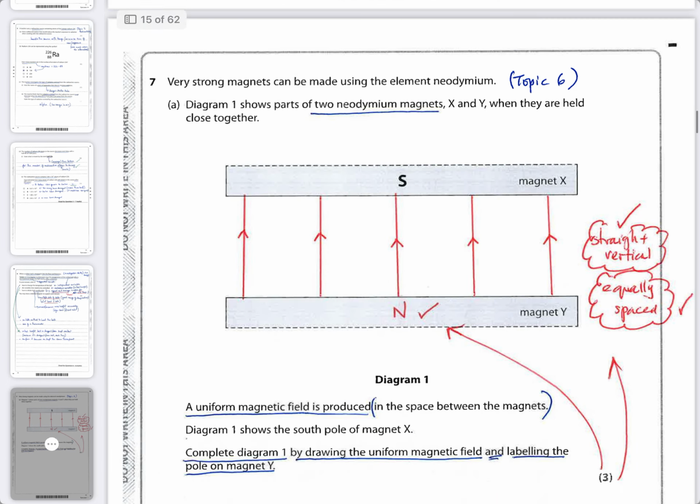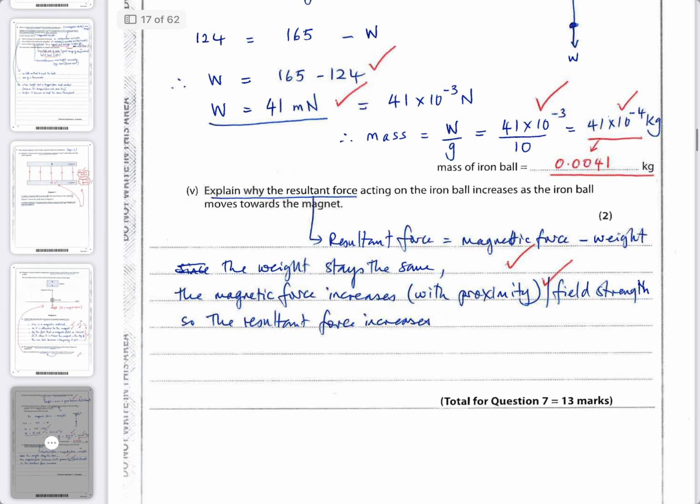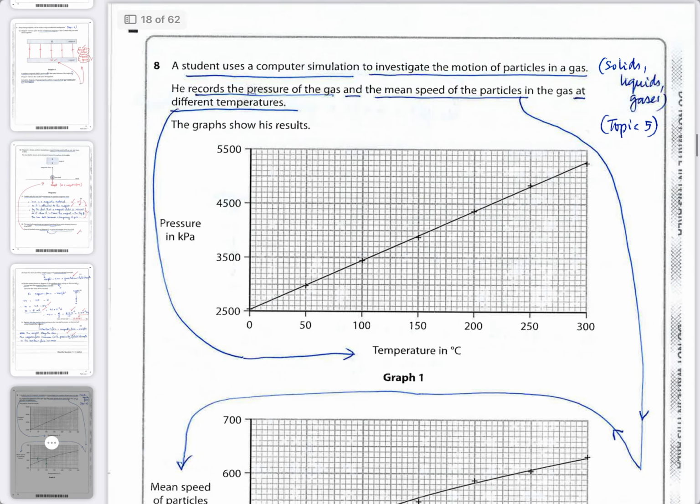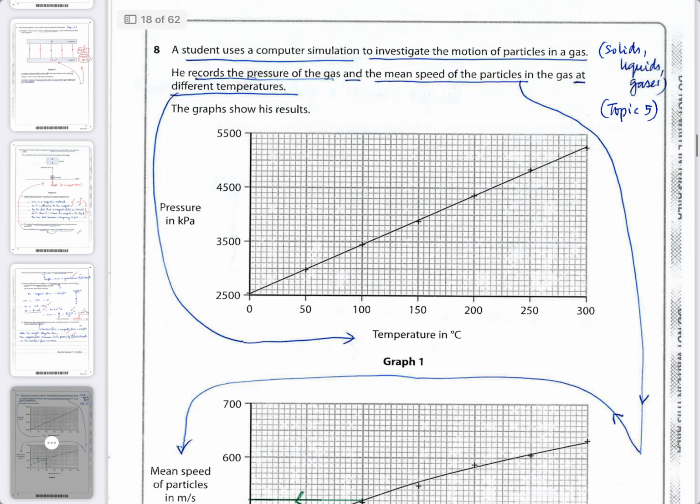Okay, well, question 8 should be coming. There it is. So it's to do with solids, liquids, and gases. It's about the gas laws. So a student uses a computer simulation to investigate the motion of particles in a gas. He records the pressure of the gas and the mean speed of the particles in the gas at different temperatures.